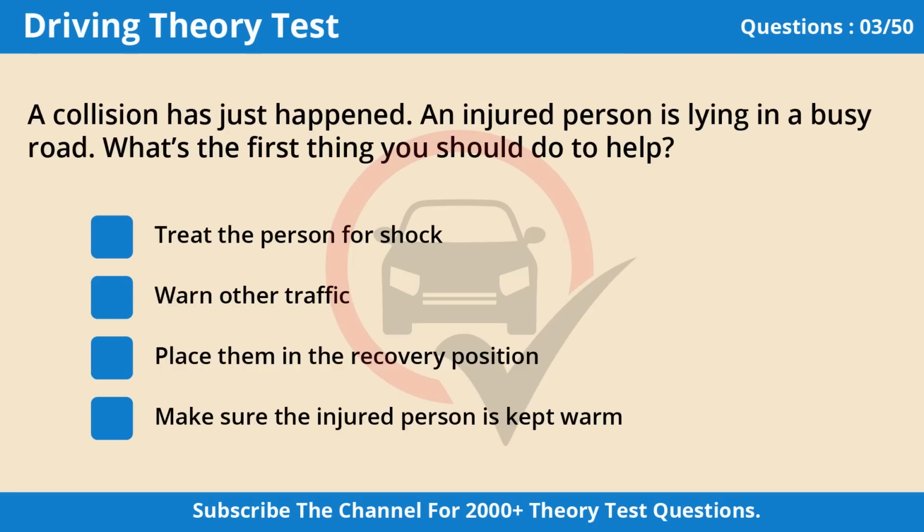Question 3. A collision has just happened. An injured person is lying in a busy road. What's the first thing you should do to help? A. Treat the person for shock. B. Warn other traffic. C. Place them in the recovery position. D. Make sure the injured person is kept warm.